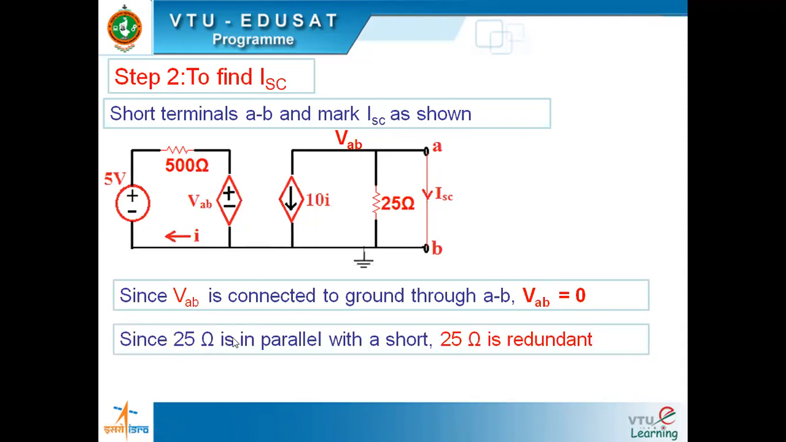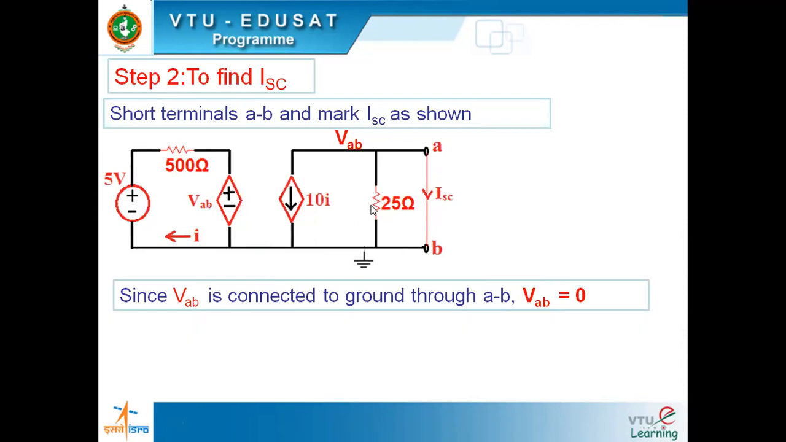Since 25 ohms is in parallel with the short, before approaching the circuit, if there is a possibility of reducing the size of the network, we can do that. Everybody understand, this is the first time we are finding a case wherein a resistor is in parallel with the short circuit. What is the resistance here? It is zero resistance. What is the resistance here? It is 25 ohms. So the 25 ohms is in parallel with zero resistance.